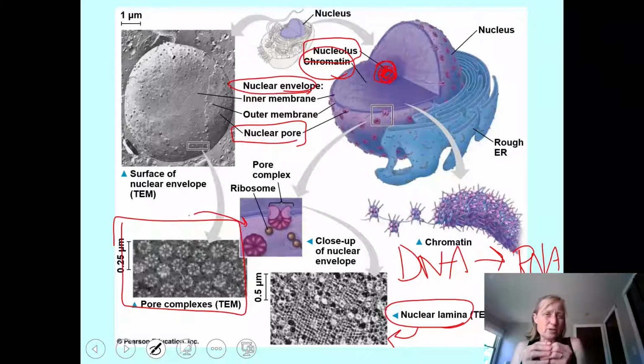Those ribosomal parts have to leave the nucleus to go out into the cytosol to do their jobs. But those are kind of the big things about the nucleus.